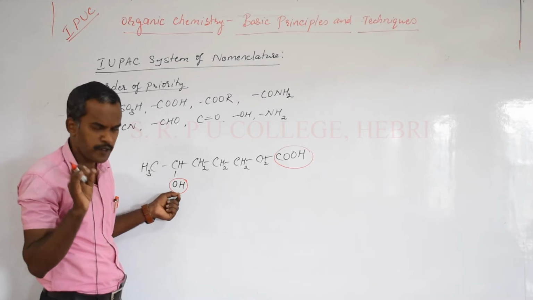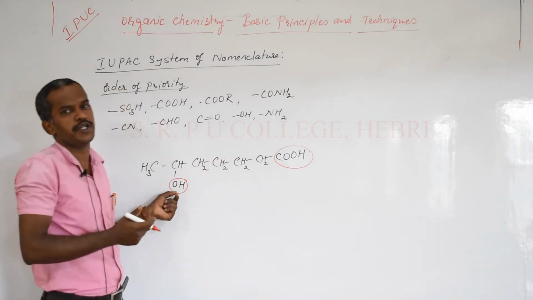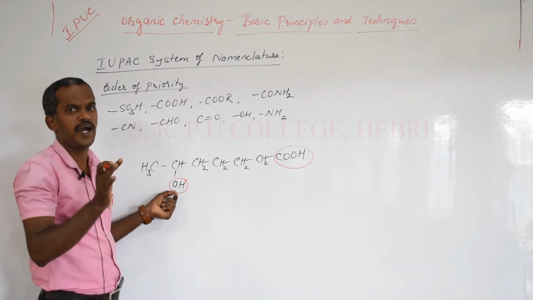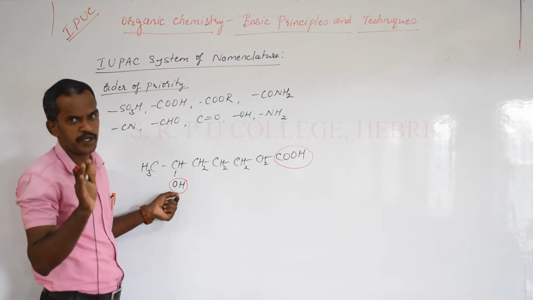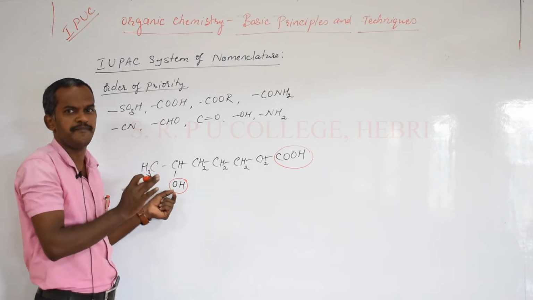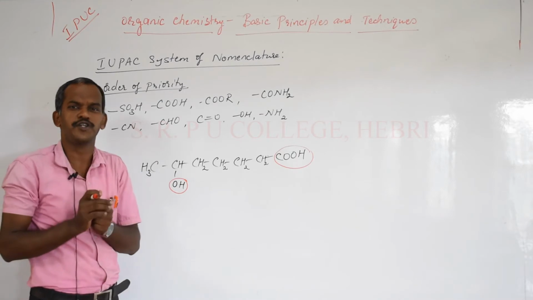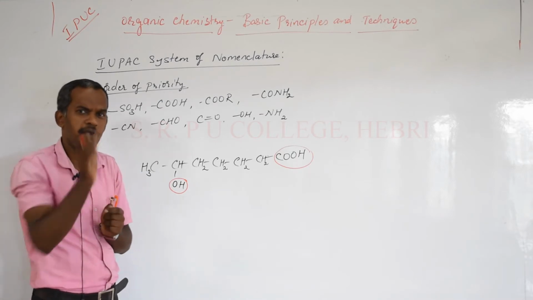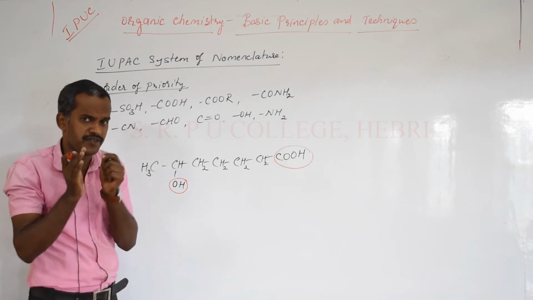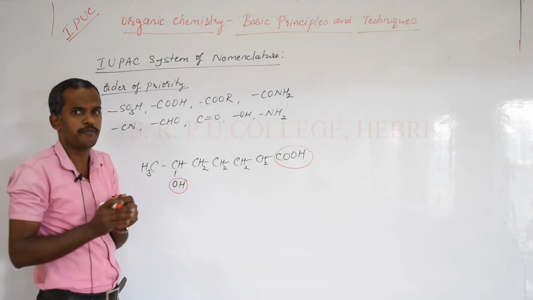The lowest number should be given to the functional group, no doubt, but when more than one functional group is present, we have to follow the order of priority. This is very important because most of the time when a question comes in the exam, they will not give very simple examples where only one functional group is there. They may give a bond line representation, but see that if there is more than one functional group, what is the order of priority to be followed?